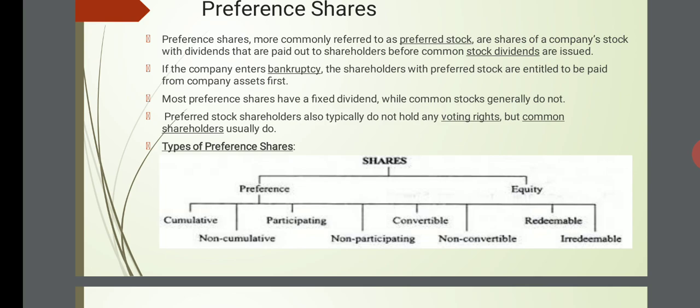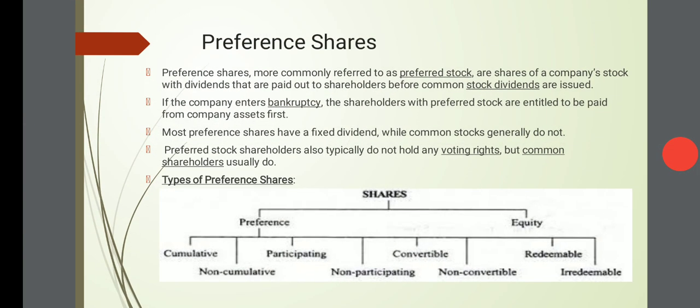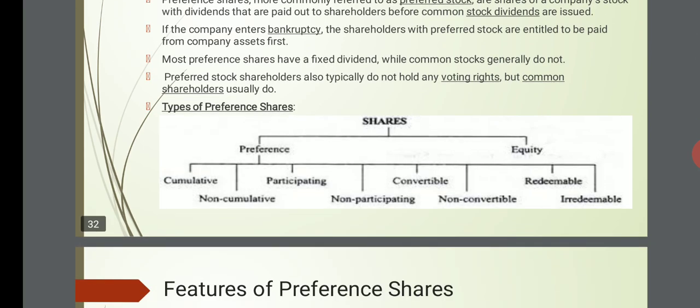Irredeemable means the shares are never redeemed. They always lie with the company, and the company keeps on paying preference dividend for them. Redeemable means they have a fixed maturity period, and after that maturity period they are paid back their amount, and they go out of the books of the company. So this is a preference share.